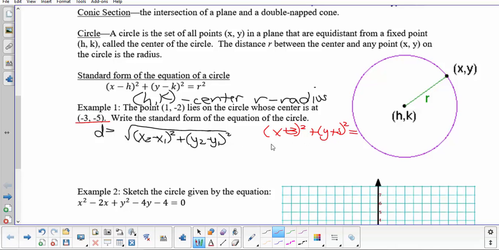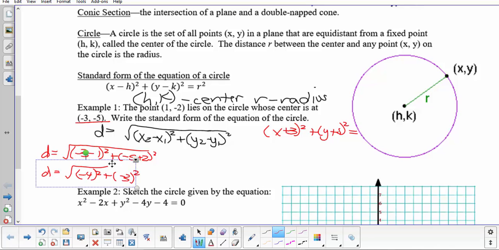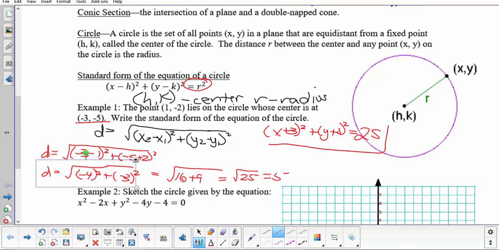Now we need to find the radius, and we can do that using the distance formula. So our distance will be the square root of x2, so we can use -3 minus x1, we can use 1, so minus 1 squared, plus -5 minus -2 would turn into plus 2 squared. So our distance is the square root of (-4) squared plus (-3) squared. So that would give us the square root of 16 plus 9, which is the square root of 25, which is just 5. Now, the formula calls for r squared. So when we put it in over here, instead of writing 5, we write 25. So that is our equation of the circle.